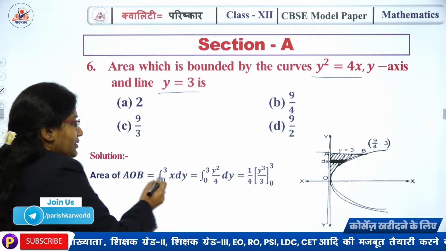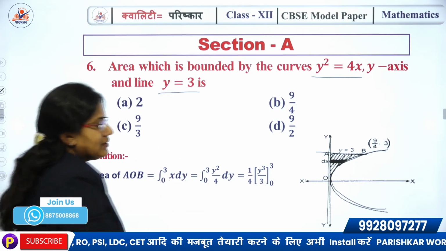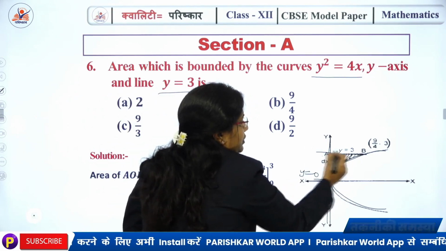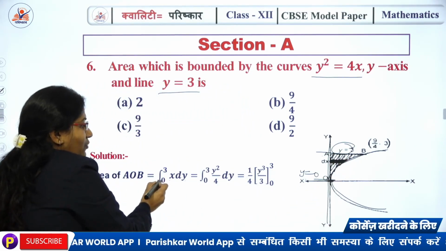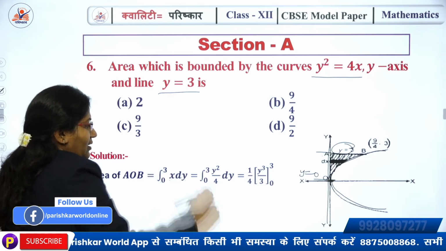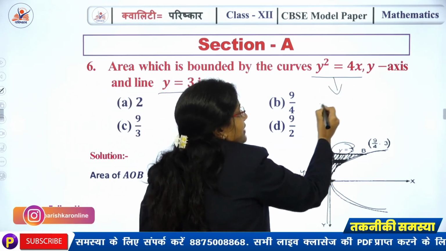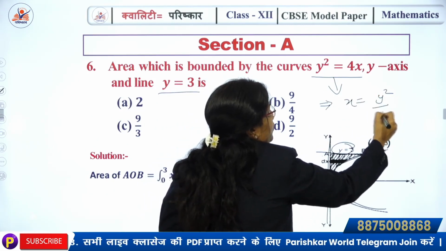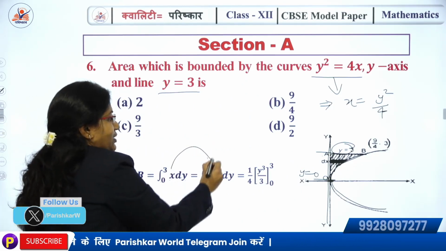Now, as you can see, the limit of integration will be y equal to 0 to y equal to 3. Then the integration will be from y equal to 0 to 3 of x dy. And for the value of x, you can see y square equal to 4x, that implies x equal to y square upon 4. We will put the value of x in this integration.